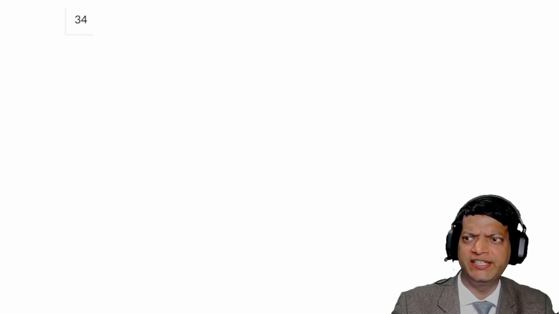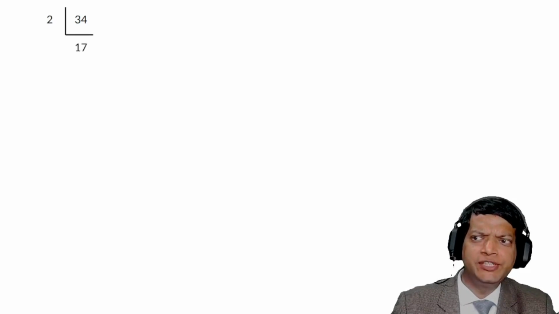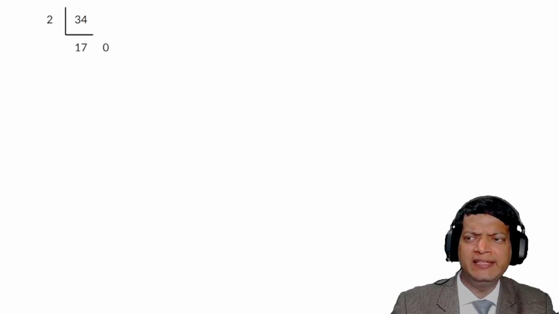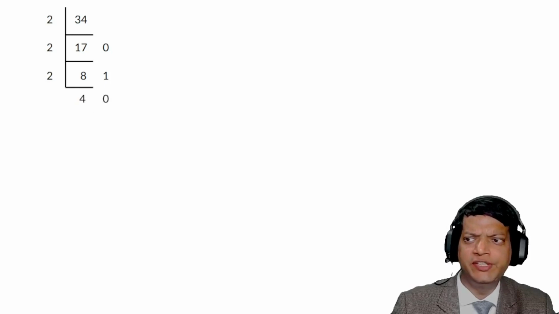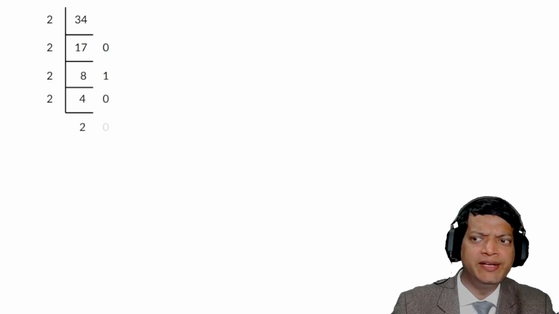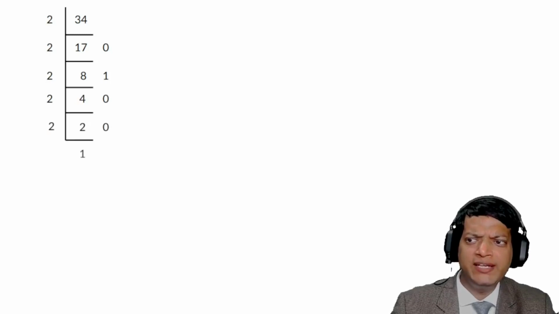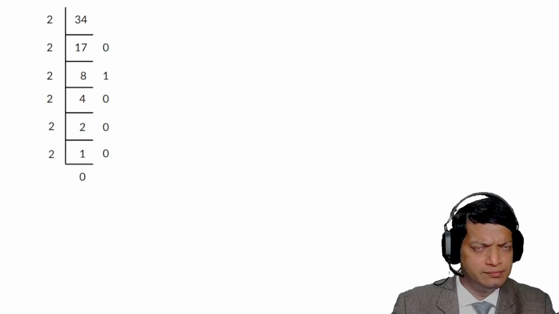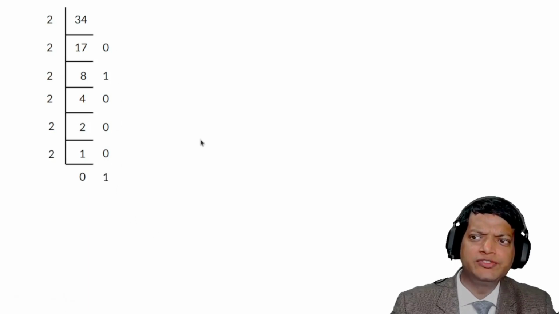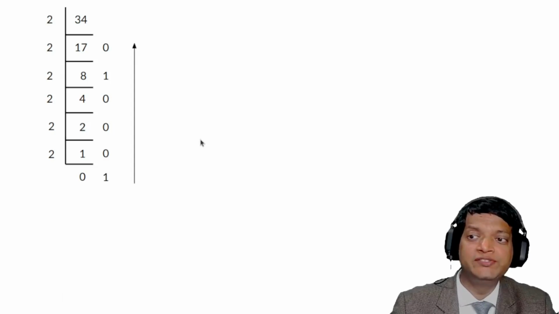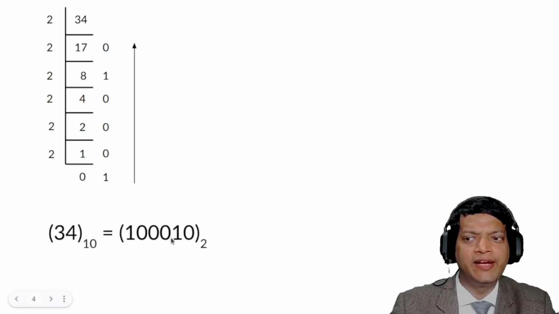In this case, 2 into 17 is 34, remainder is 0, and then we'll divide again. 2 into 8 is 16, the remainder is 1. Then 2 into 4 is 8, remainder is 0. Then 2 into 2 is 4, remainder is again 0. 2 into 1 is 2, the remainder is 0. And finally, once more we'll divide, and this time 2 into 0 is 0, and the last remainder is 1. Now we'll take all these remainders in the reverse order, that is 1 0 0 0 1 0, and that will be our final answer.